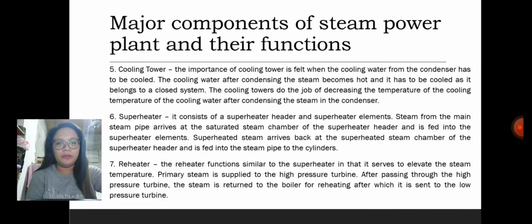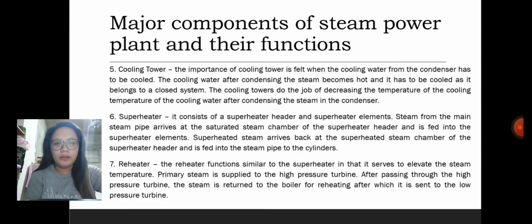Number 6. The superheater. It consists of a superheater header and superheater elements. Steam from the main steam pipe arrives at the saturated steam chamber of the superheater header and is fed into the superheater elements. Superheated steam arrives back at the superheated steam chamber of the superheater header and is fed into the steam pipe to the cylinders.